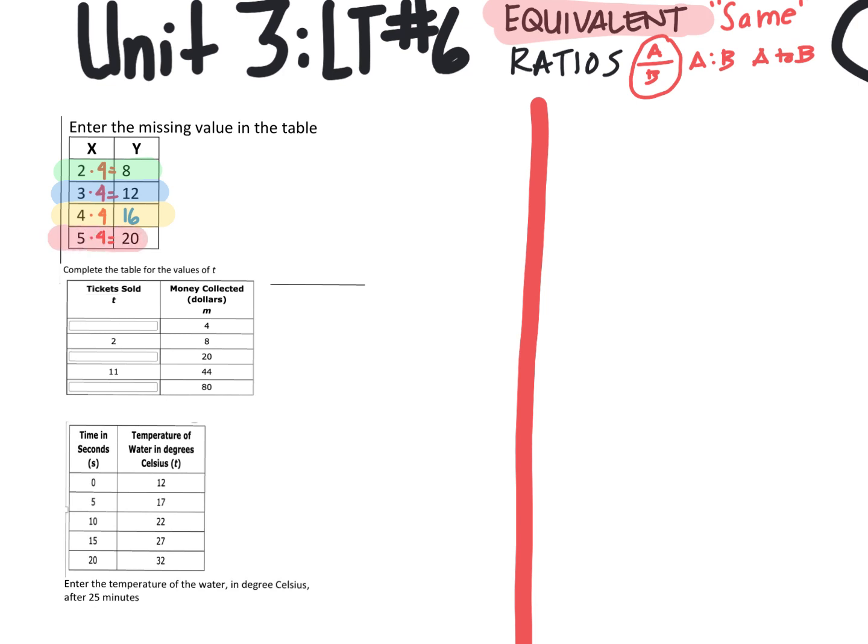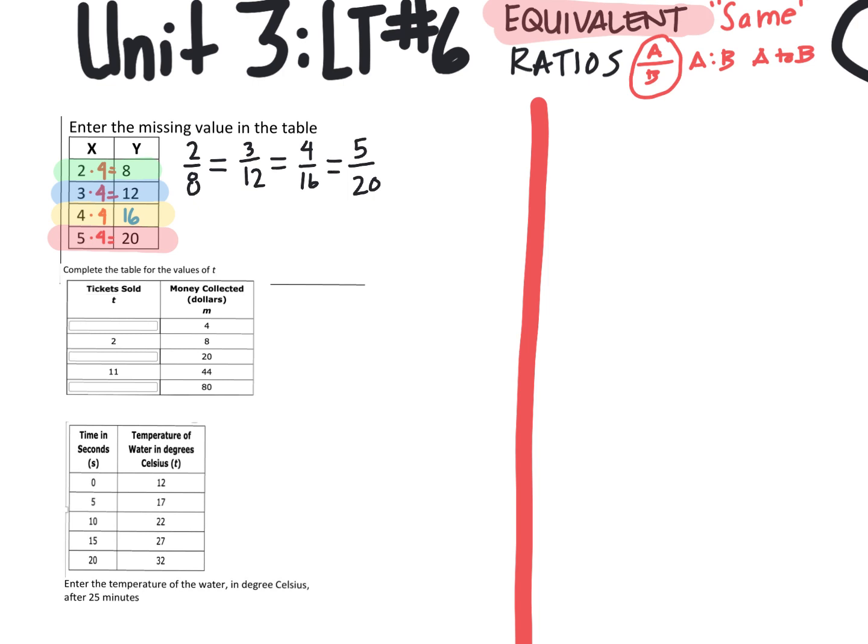I want to show you something really quick, just so that you can get an understanding of what an equivalent ratio is. For instance, for this first green one, I'm going to write the ratio 2 to 8. And then I'm going to write the ratio 3 to 12. And then I'm going to write the ratio 4 to 16. And then I'm going to write the ratio 5 to 20. And what we are learning from these tables is that all of these are equivalent or the same.